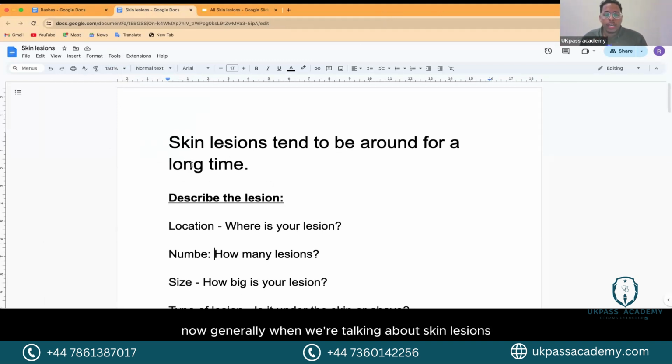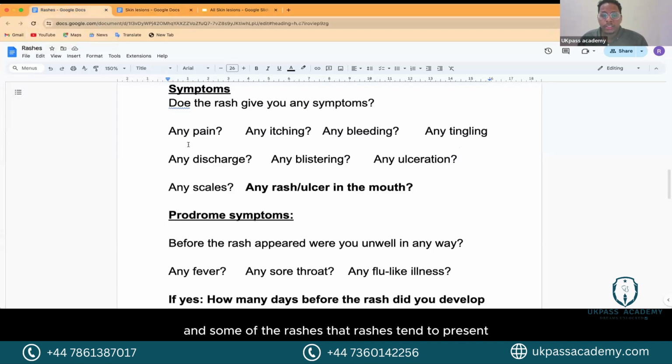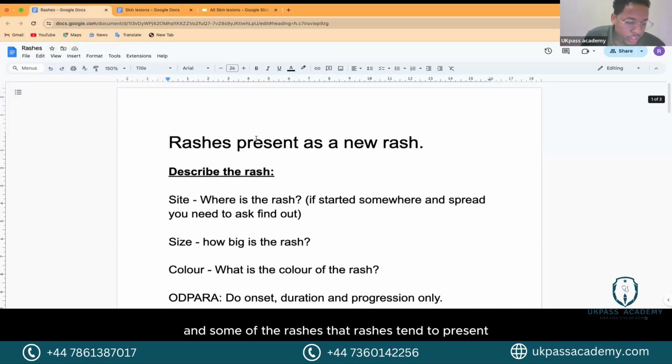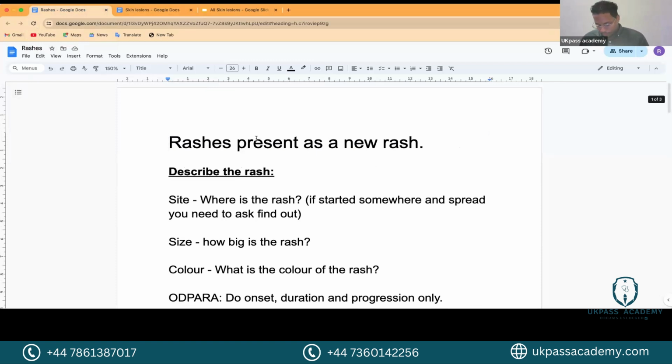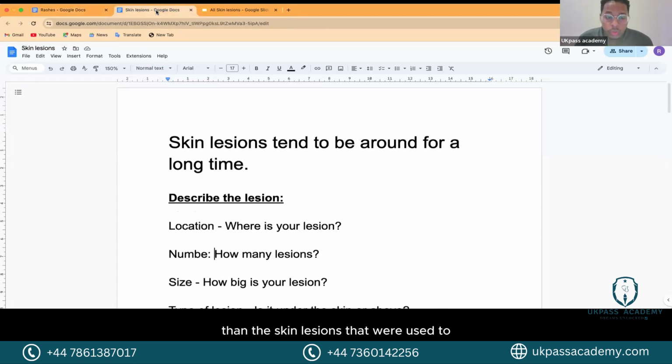Now, generally, when we're talking about skin lesions, they tend to be around for a long time. And the difference between a skin lesion and some of the rashes is that rashes tend to present as a new rash. So when something presents as a new rash, the time frame is going to be less than the skin lesions that we're used to. Skin lesions could be around for years.